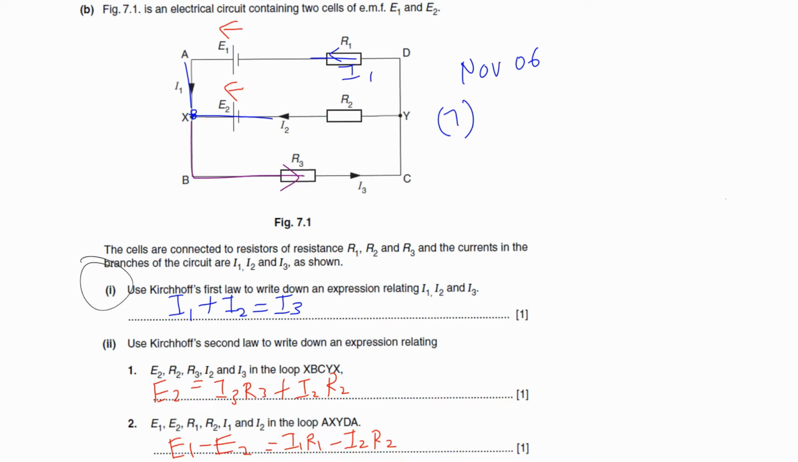Understand that? So the final one, AXYDA. If you're moving this way, direction of travel is from here, that means same direction as EMF, so it's positive E1. But if I come down here from X to Y, direction of travel and direction of EMF is opposite, so it's minus E2. Then what about the PD? If I'm moving from here to here, my current through R2 is opposite. Can you see that? So therefore it's negative I2 R2. But when I come to here, my current is same direction as travel, so it's positive I1 R1. Okay?